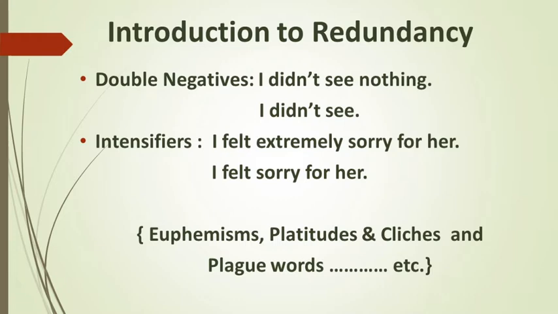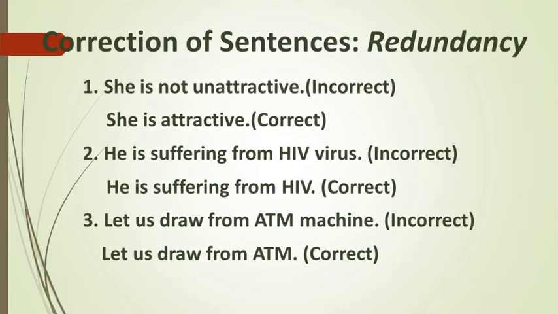So far we have discussed briefly redundancies, their meaning and their kinds. Now let's look into the correction of sentences related to redundancies. Here keep one thing in mind: there are several examples, and in each example there are two sentences. After the first sentence, in brackets, it has been written 'incorrect', and after the second sentence it has been written 'correct'.